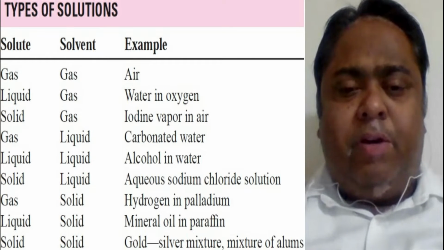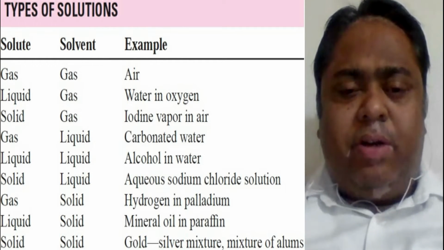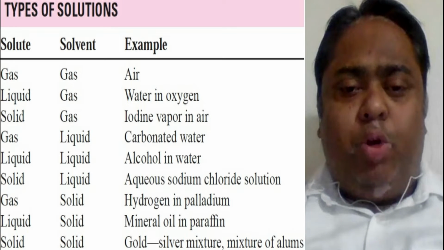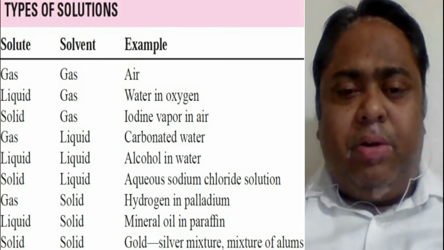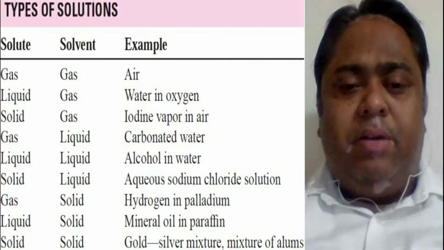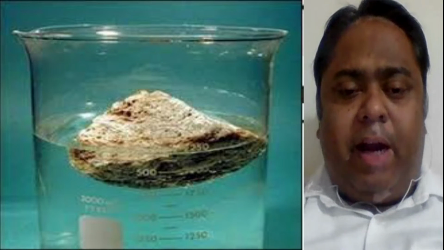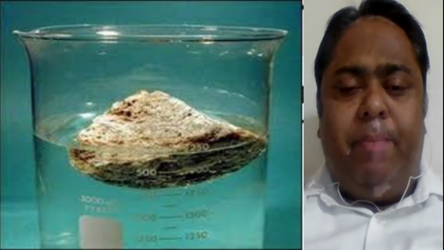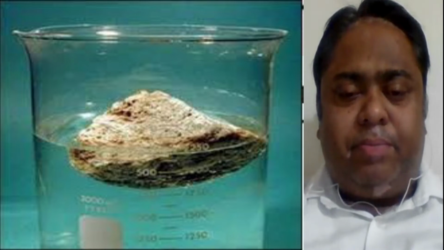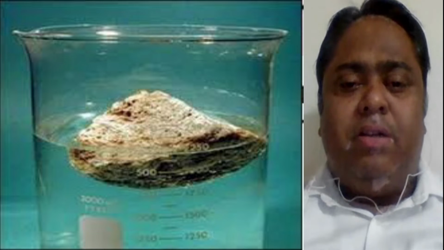So we'll take the example of gas in solid. Gas in solid can be seen in the form of pumice stone sponge, which when put in water, you will find that bubbles come out. That means the air trapped in the empty space comes out of it. Gas is present in the empty spaces between the particles in the solid.